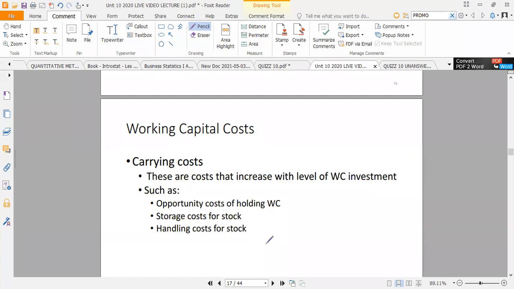Okay, maybe let me try handling costs. I think this could be costs that are incurred as you are trying to move goods from one warehouse or one place to the other. That cost of moving them is maybe what we call handling cost. Yes, but how is it a cost? Yes, that's very correct. It is a cost because it is an addition to the actual product, from where it was produced to where it would actually be accessed by others.